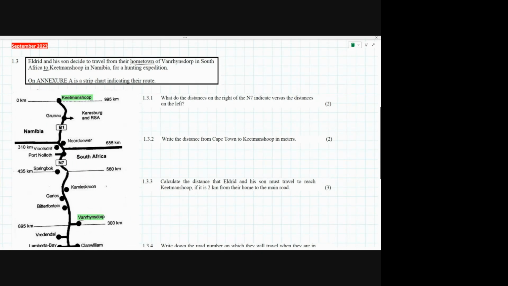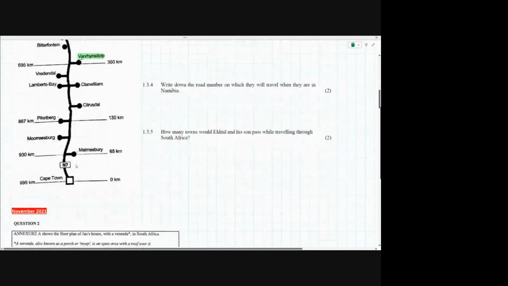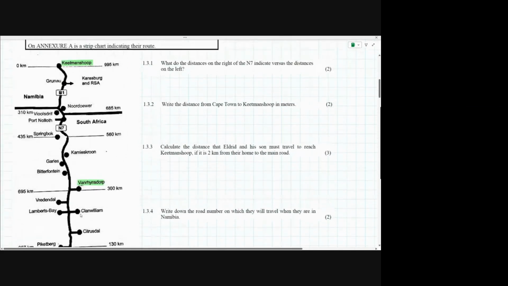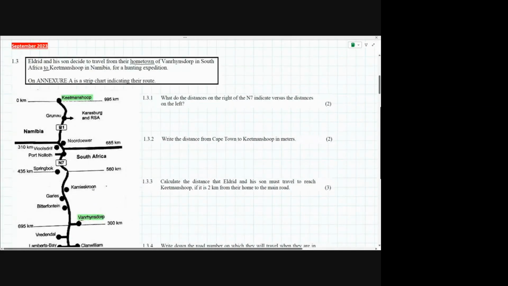The strip map we've actually been given, though, starts all the way down in Cape Town and gives us a route along a major highway all the way up into Namibia. But we can look at that if we need to. Just identify for yourself which part of the map the context is referring to.